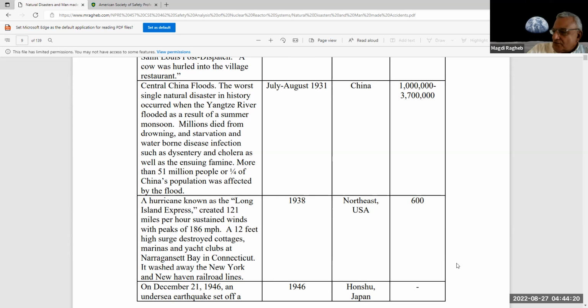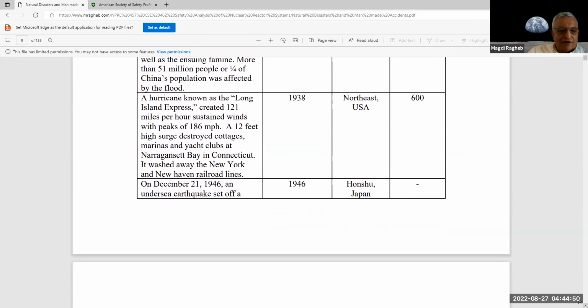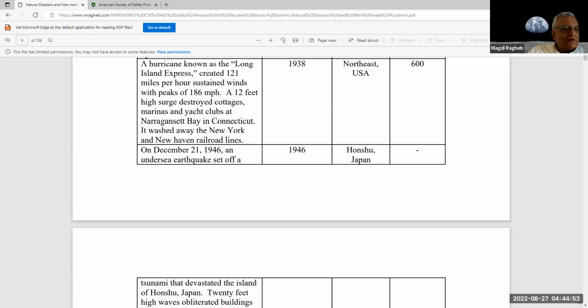The areas along the Gulf of Mexico are prone to hurricanes, but so are the Atlantic areas, like Hurricane Sandy, which affected New York and New Jersey recently. The worst single natural disaster in history occurred on the Yangtze River. Basically, they had a summer monsoon in 1931. 1 million to 3.7 million people perished. Again, I say that when it happens in China, it is extremely devastating.